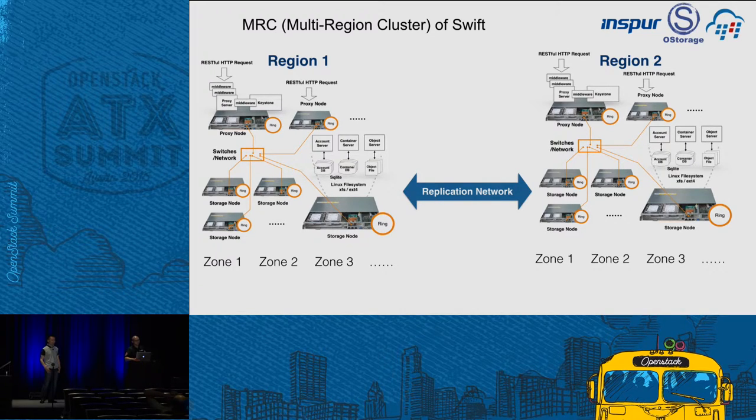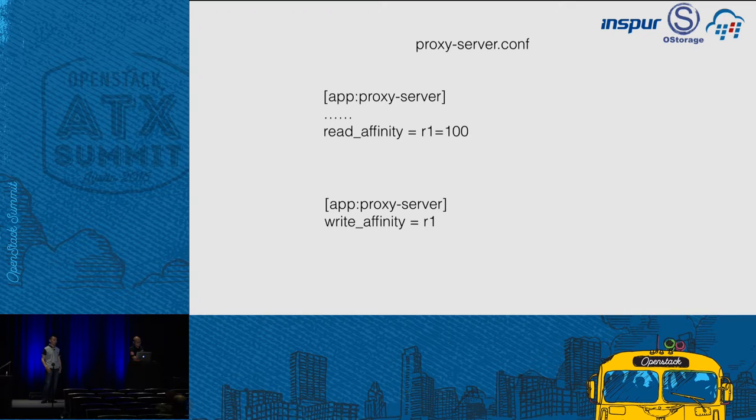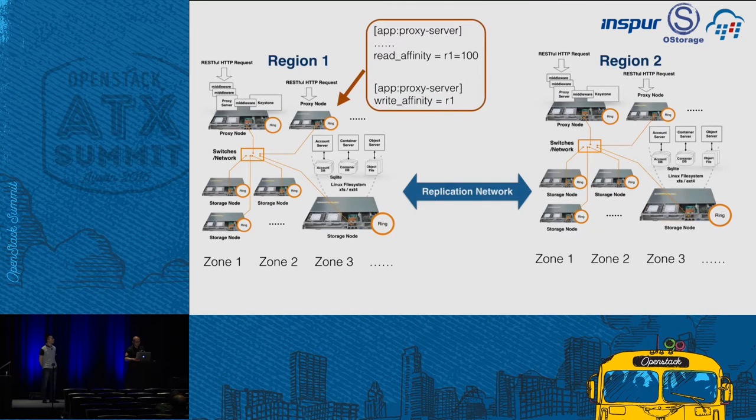Swift provides affinity. Affinity includes write affinity and read affinity. This affinity is configured in the proxy nodes. For example, we can write the configuration in the proxy-server.conf for the proxy node here. After that, when this proxy node receives a request to read the data, it will pick the replica locally, pick one from region one, and will not access or read data from region two. So this is the read affinity.